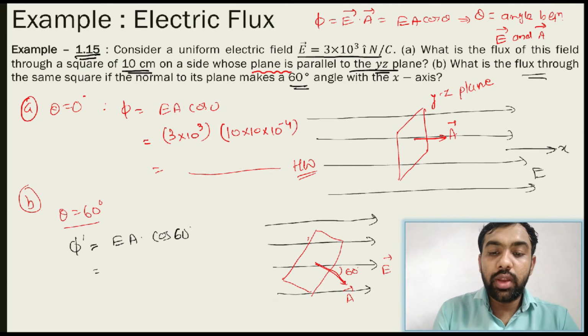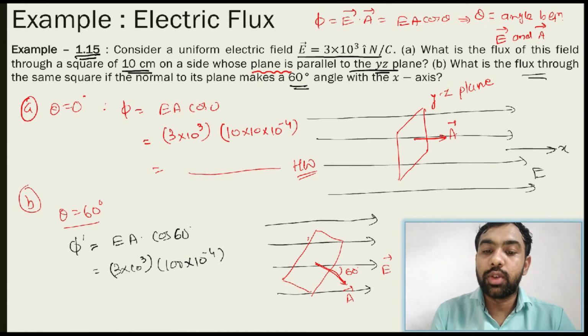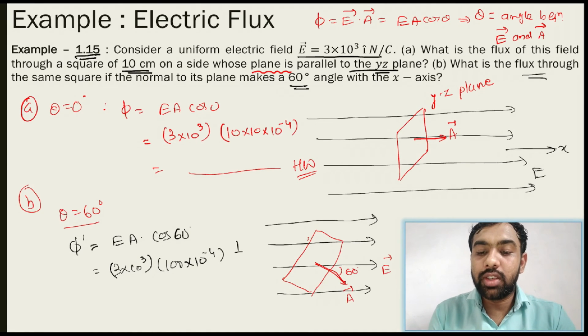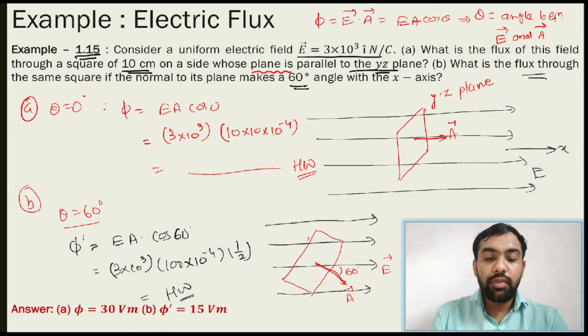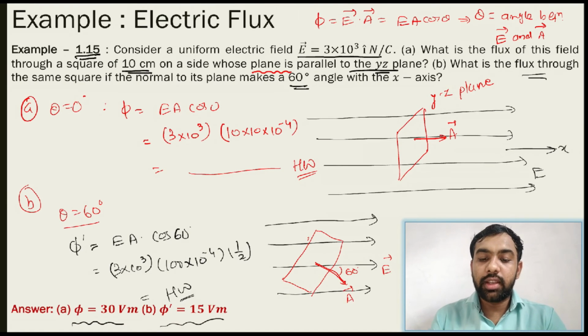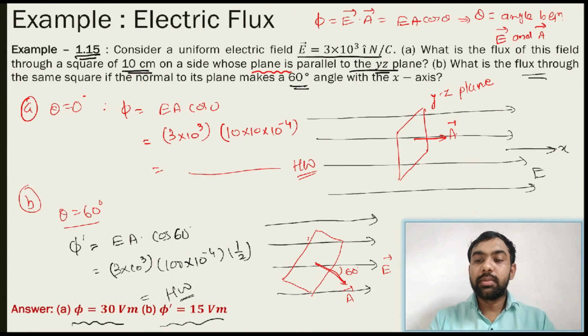So put in all the values: 3 into 10 raised to 3 into 100 into 10 raised to minus 4 in SI units. Convert to meters. Cos 60 becomes 1/2. Calculate it as homework. Finally you get this answer: in the first case 30 volt meter, and in the second case 15 volt meter. This is your answer. All of you note this example, then after that we go to the next one. Note it. Let's see.